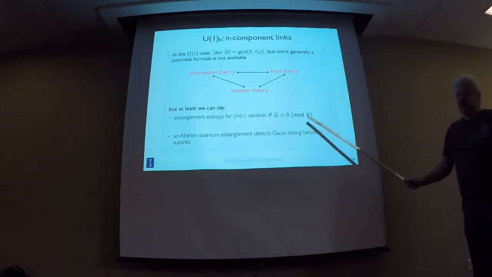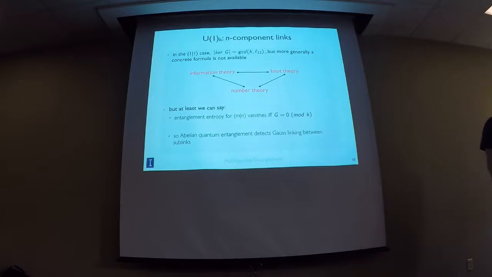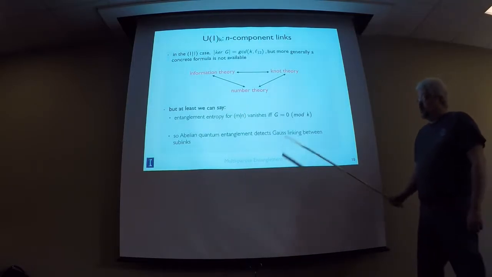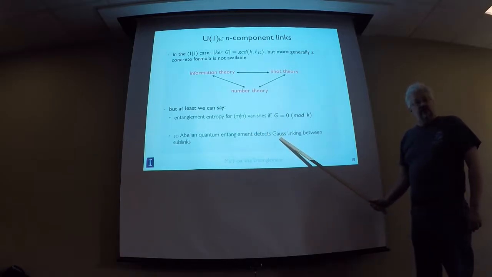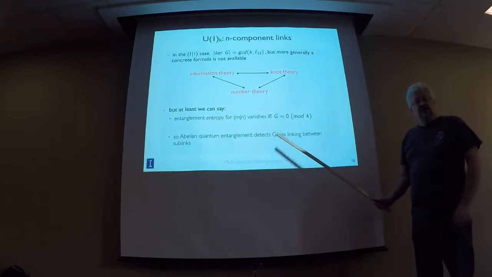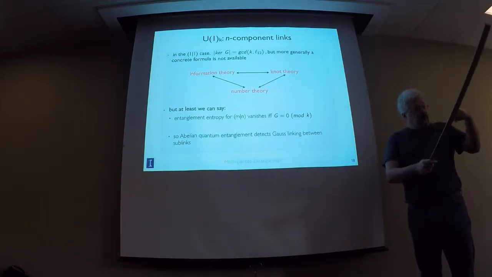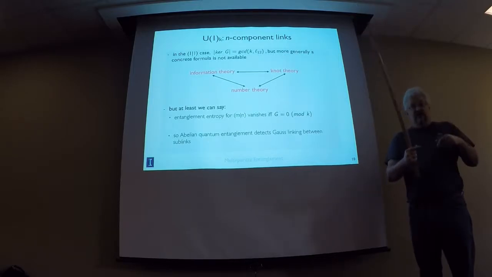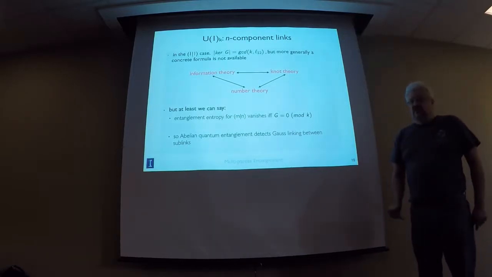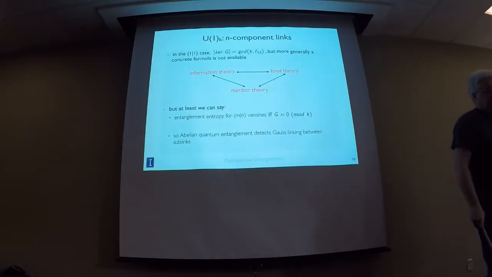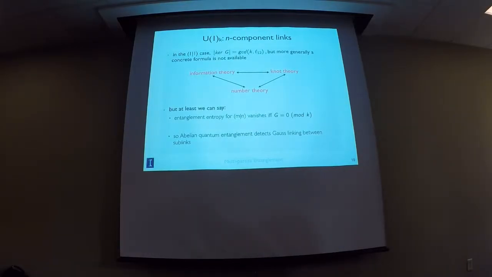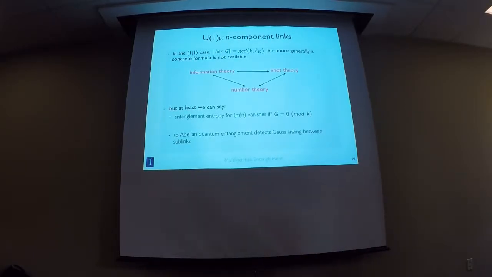Anyway, the bottom line is that in the abelian case, what this quantum entanglement construction detects is just the Gauss linking of the components. That's all it knows about. In particular, if I had a very complicated knot linked with a very complicated knot, it doesn't see the knottiness. It just sees the linking of those components. So you should think of the abelian theory as not very powerful from the point of view of entanglement.